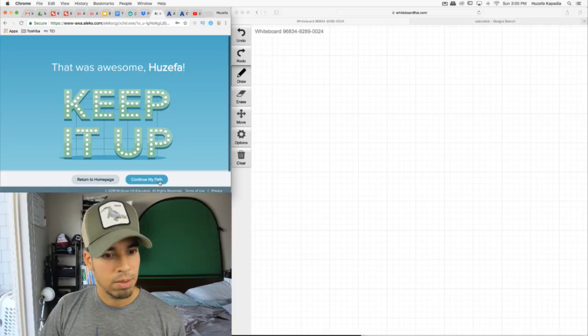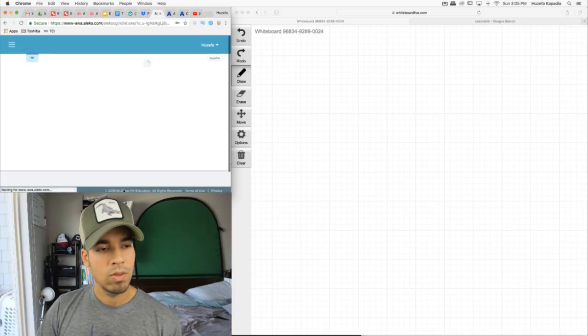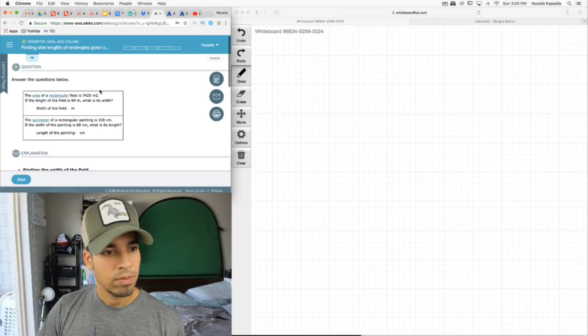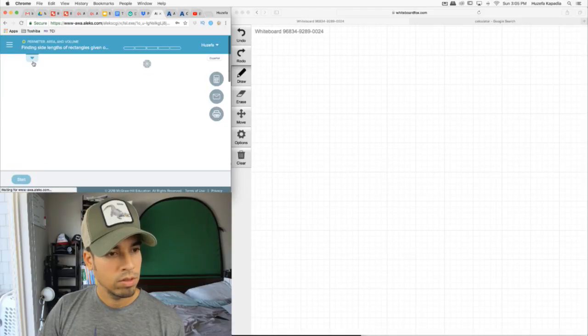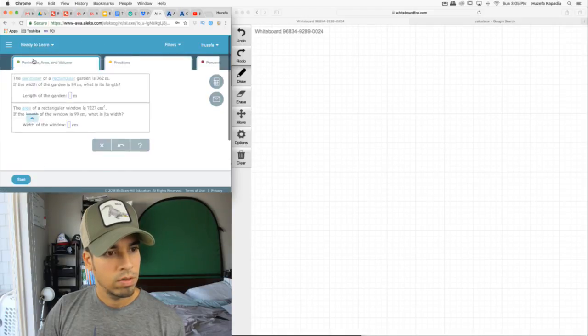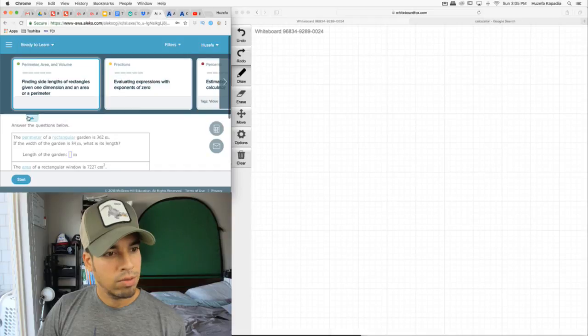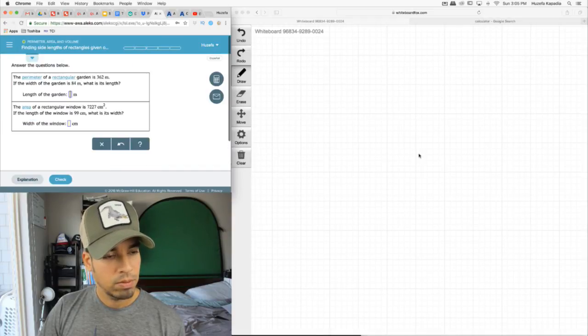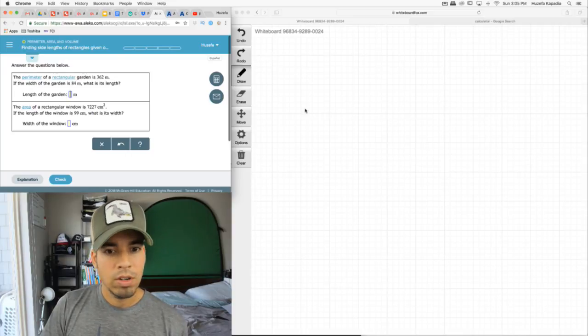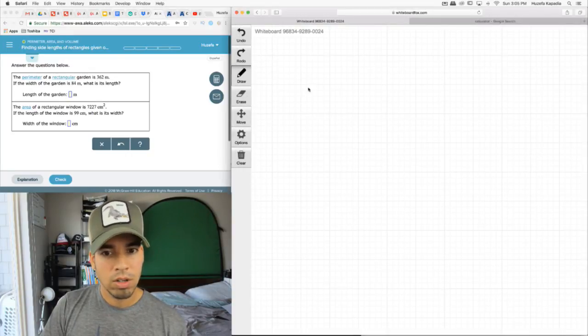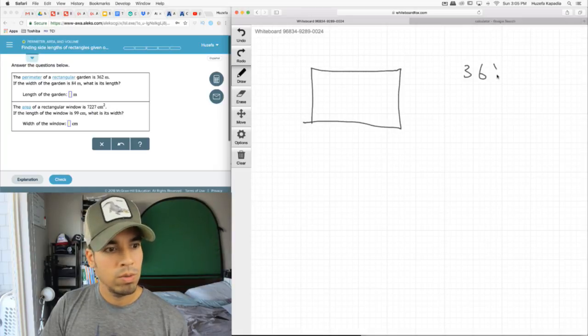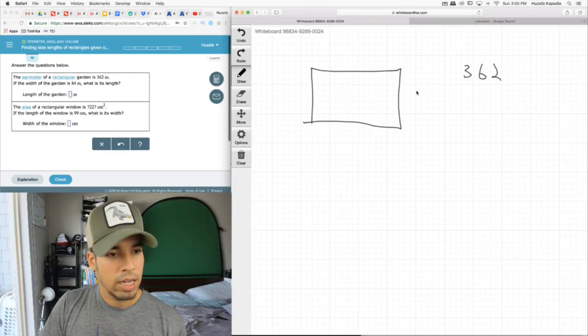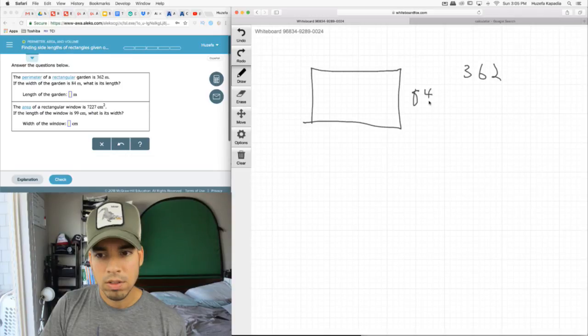All right, next topic. Finding side lengths of rectangles given one dimension and an area or a perimeter. The perimeter of a rectangular garden is 362. If the width is 84, what is its length?